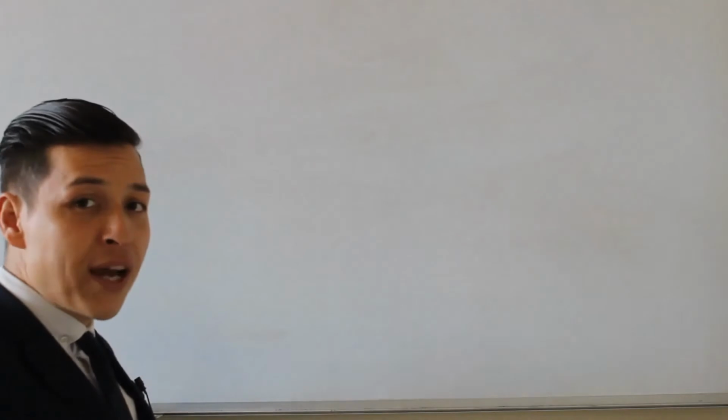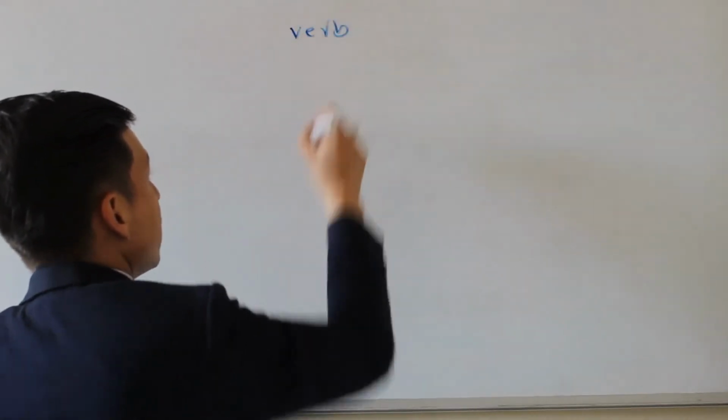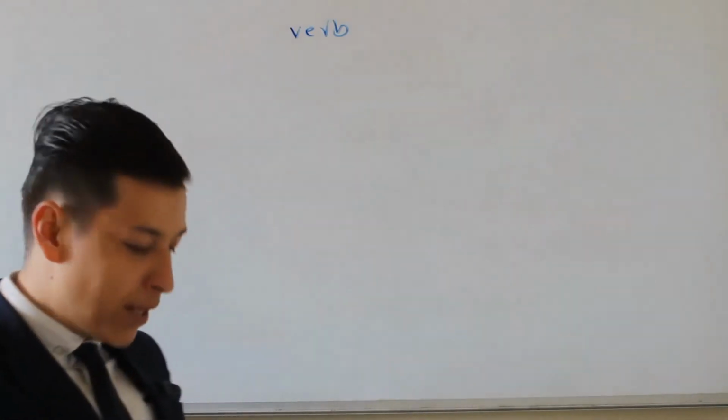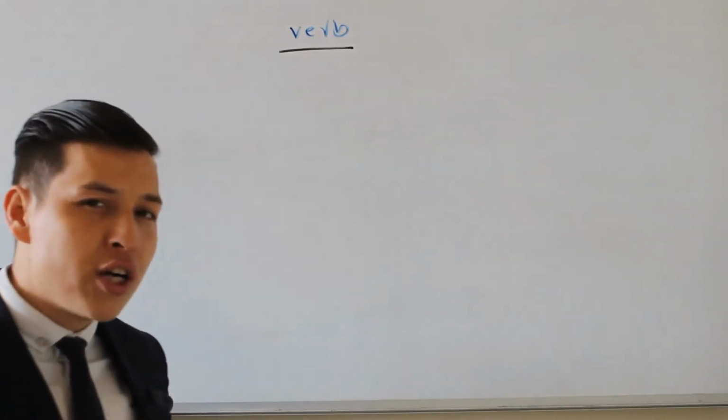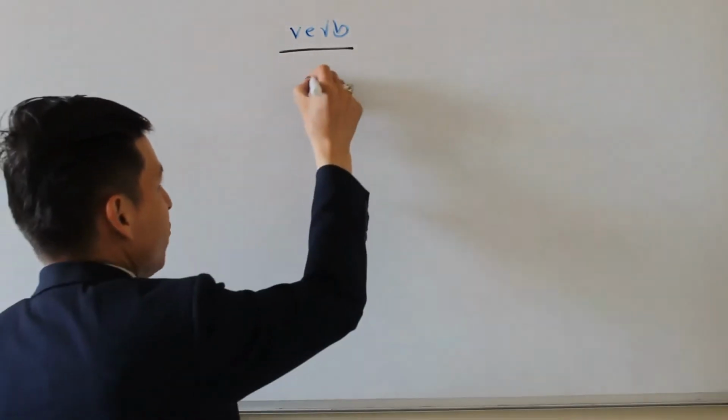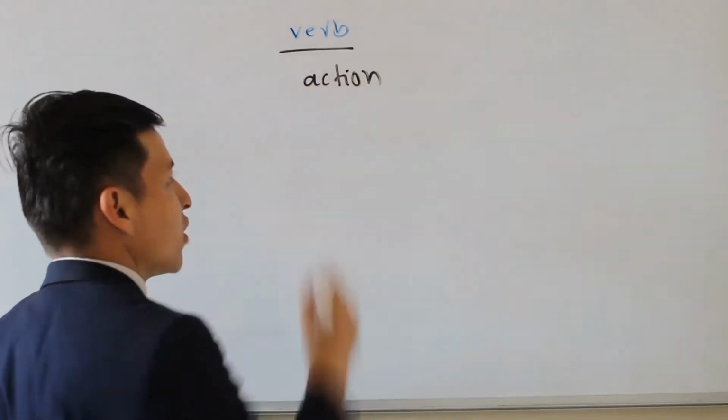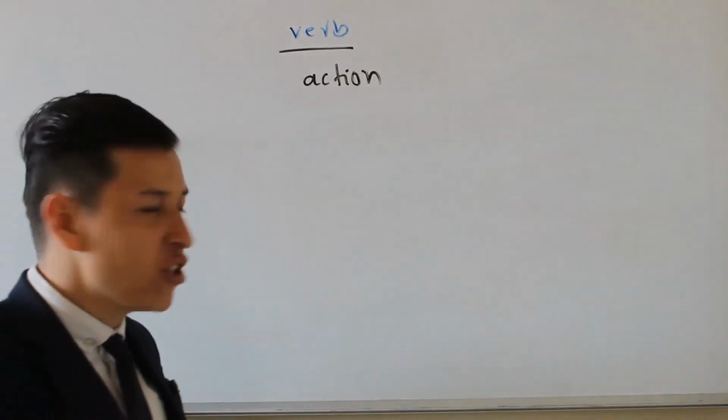So now we are going to continue with the other parts of speech. We have talked about adverb, now we are talking about another part of speech, that is verb. So what is a verb? A verb is a word that shows an action. The job of a verb is to show an action.